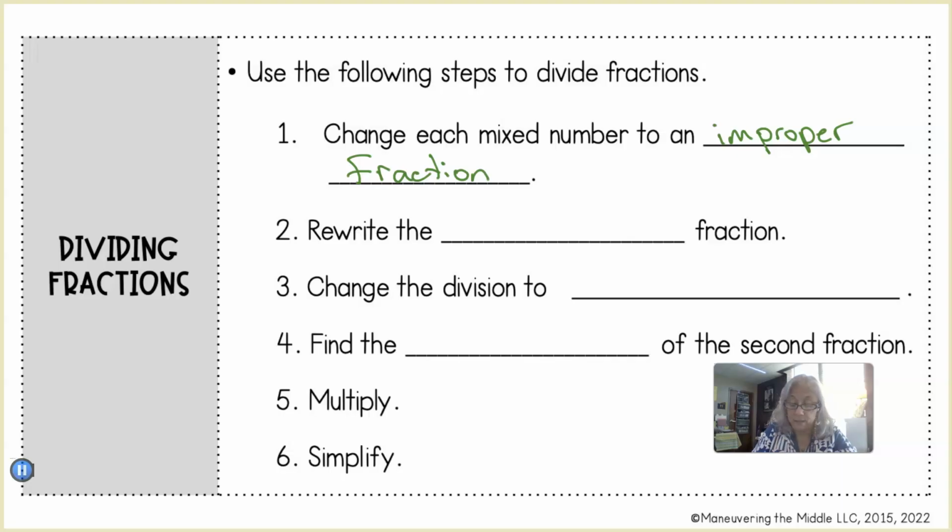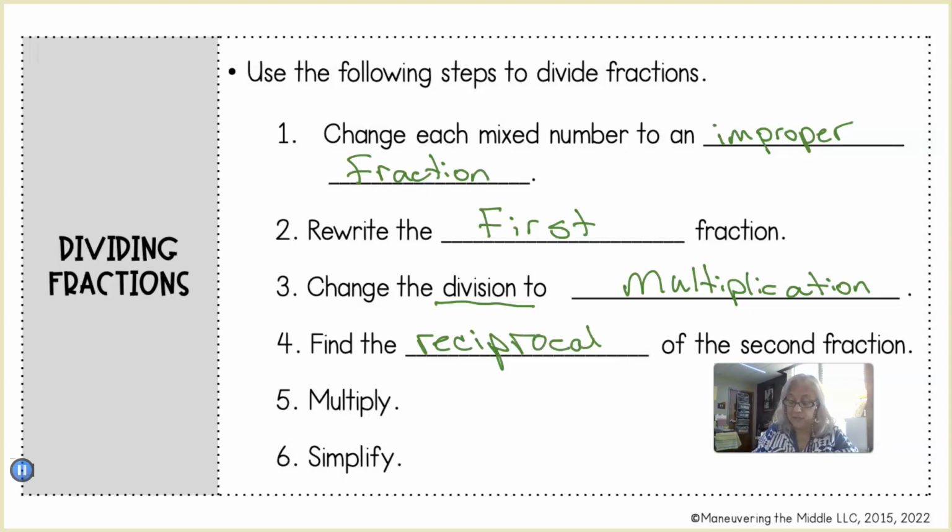You're going to rewrite the first fraction. You're going to change the division to multiplication. Find the reciprocal of the second fraction. And then you're going to multiply and then simplify. Don't forget to simplify it. Okay? Once again, if you need to pause this, you can until you get that written down.